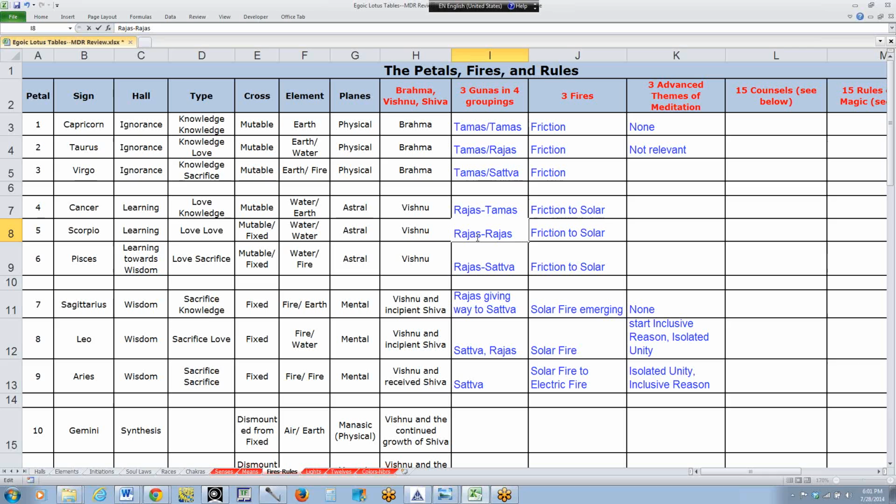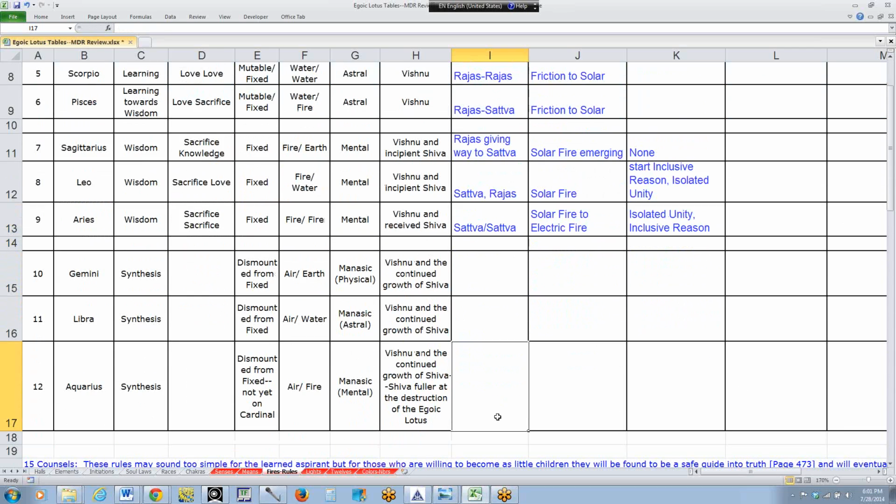And rajas sub sattva. And rajas is giving way to sattva, sattva sub rajas, and finally in the ninth petal, well, do we ever really get to sattva as a human being who has not yet destroyed the causal body? Because really, at the fourth initiation, we have the equilibrized atoms. So the fourth initiation gives us balance, harmony, and destruction. So we can say that. Fourth initiation gives us truer sattva, balance, equilibrium, and destruction of the causal body.